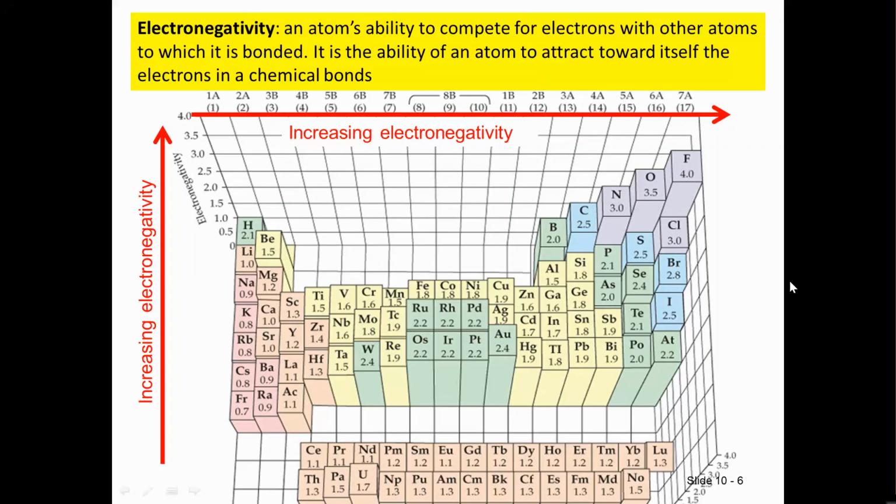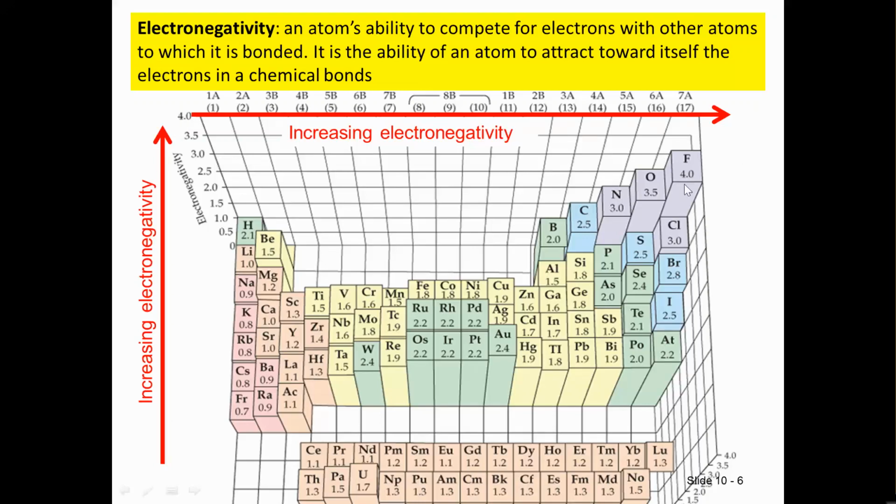So some definitions here. Electronegativity is the ability of an atom to compete for electrons with other atoms to which it is bonded. It is the ability of an atom to attract towards itself the electrons in a chemical bond. What we see here is that the overall trend of increasing electronegativity is going up a group and going to the right of the periodic table.